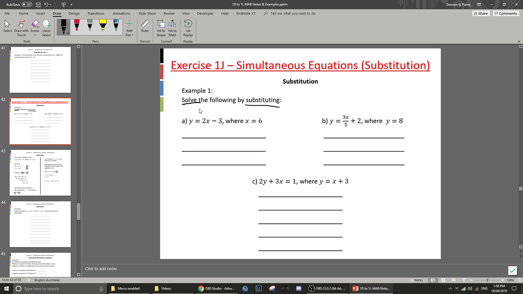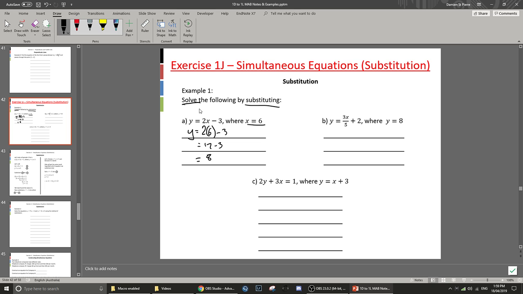So in this case, we have y equals 2x minus 3, where x is equal to 6. Okay, so this is pretty easy. We substitute in our 6 for x. y is equal to 12 minus 3. y is equal to 9.